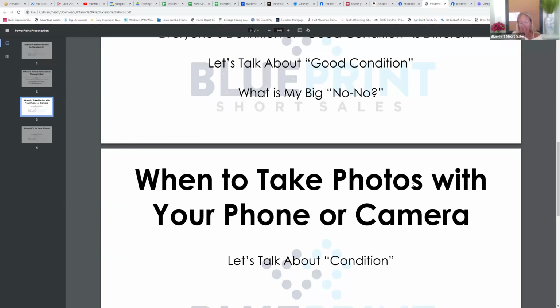Okay. These sellers that are going through these hardships, they're not going to really care. They're not. They ultimately just want you to hold their hand through the process and help them avoid foreclosure.